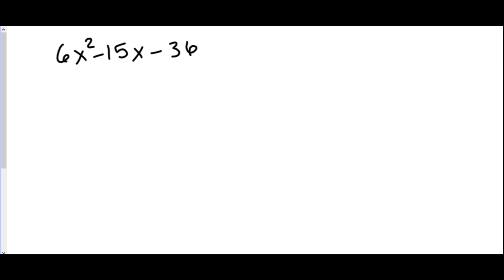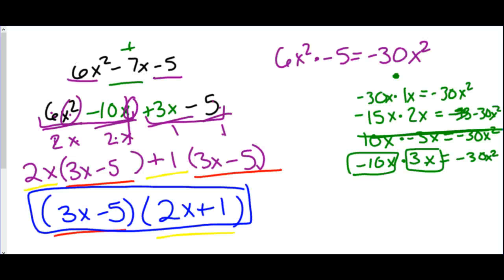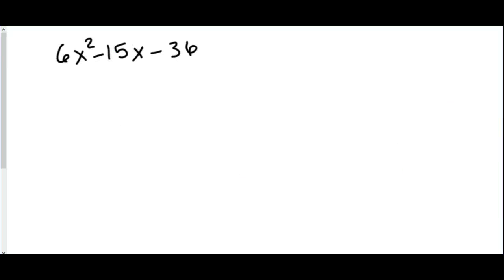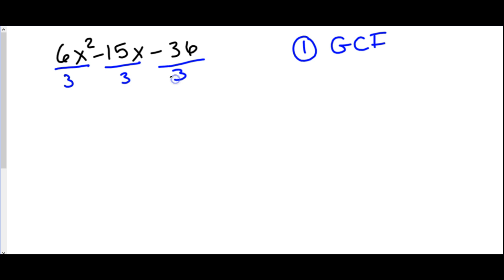So here's another problem. Now on our last problem we skipped a step just because it was easier to start with fewer steps. What you should always check for with every single problem is to see if there's a greatest common factor starting off. Is there anything that divides into 6, 15, and 36? Yes, there is. All of those divide by 3. So again, greatest common factor goes in front. The stuff left inside the parentheses is what we get after we divide.